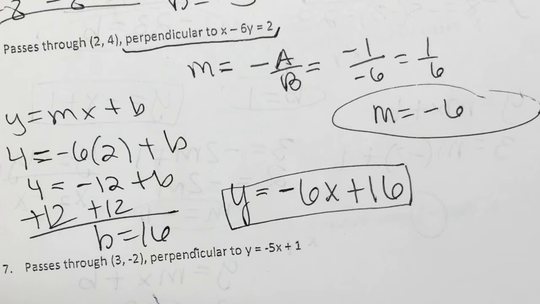So what's negative 10 minus 4? So negative 10 and negative 4. Yes.